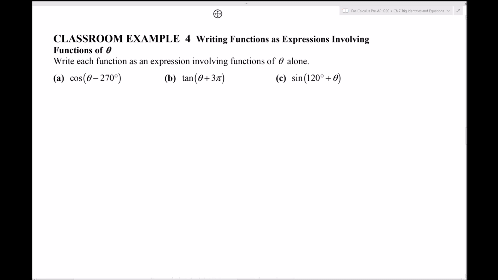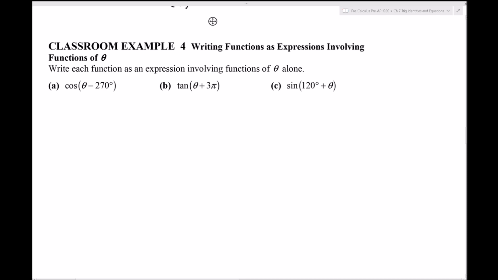So example 4, write each function as an expression involving functions of theta alone. Cosine of theta minus 270 degrees for part A, then tangent of theta plus 3 pi, and then sine of 120 degrees plus theta. So we'll look at letter A, cosine of theta minus 270, which we can go straight to the formula. Cosine, cosine, cosine, sine, sine, sine. How do I know that? It's an angle and another angle being subtracted, so it's a difference formula.